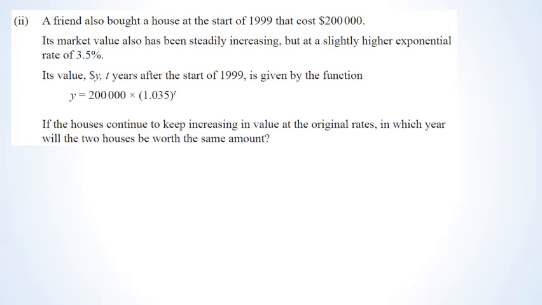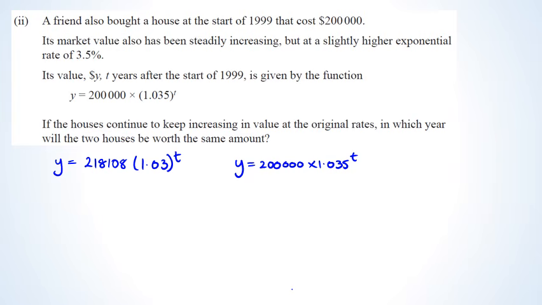So we have Sue's house, which is y. We calculated it from the previous question: y is equal to 218,108 multiplied by 1.03^t. That was Sue's one. As for her friend, it's going to be y is equal to 200,000 multiplied by 1.035^t. What we're trying to figure out is at what point will the two houses be the same price.